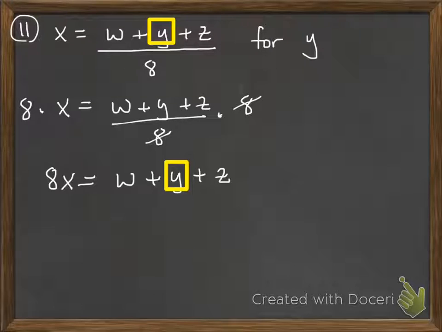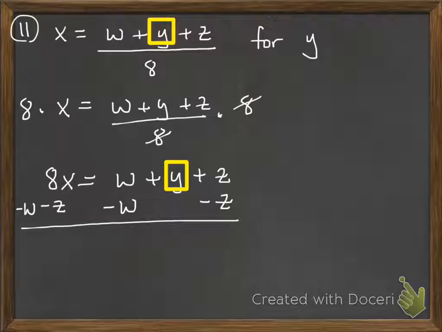And I have to move the z, and the z is also a positive z, so I'm going to move that positive z by subtracting. So I'm actually going to subtract w, and I'm going to subtract z from the right-hand side. If you subtract w and z from the right-hand side, remember, you have to do the same thing on the left-hand side. So I'm going to subtract w, and I'm going to subtract z on the left-hand side.